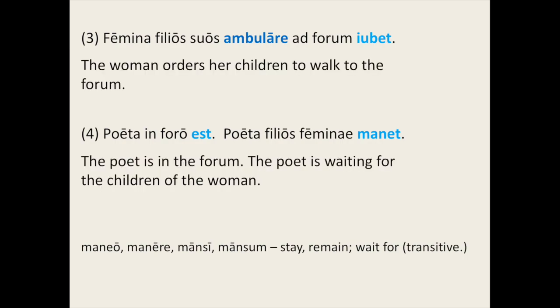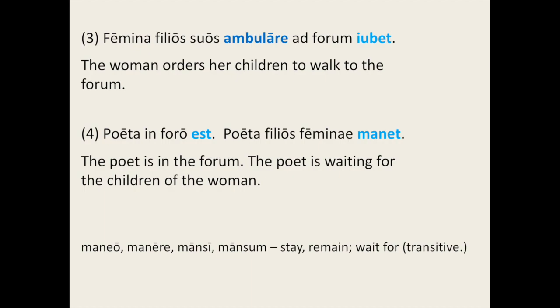How did you do? For sentence 3, we have: the woman orders her children to walk to the forum. For sentence 4, we have: the poet is in the forum. The poet is waiting for the children of the woman. Let's look at sentence 3 more closely.